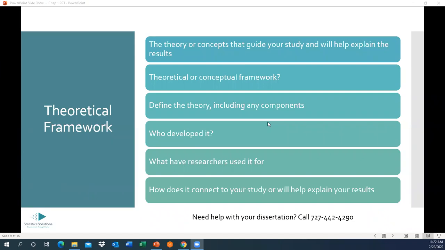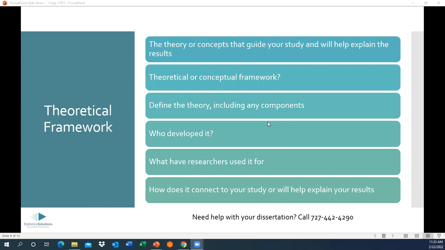The big question, which is the second point here, is a conceptual framework or theoretical framework. Usually on a practical level, theoretical frameworks are typically associated with quantitative studies. Conceptual frameworks are typically associated with qualitative studies. And the theoretical framework is a theory or concepts, or a couple of theories put together if you need to, that will help guide your study and help explain the results at the end in the discussion chapter.